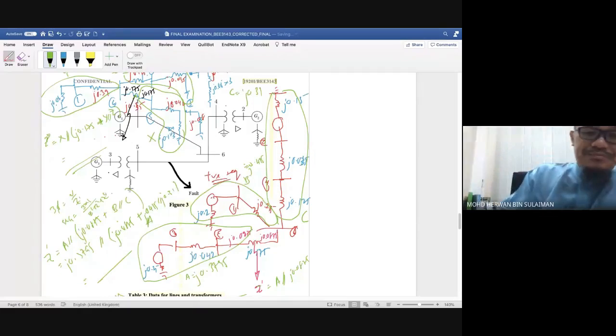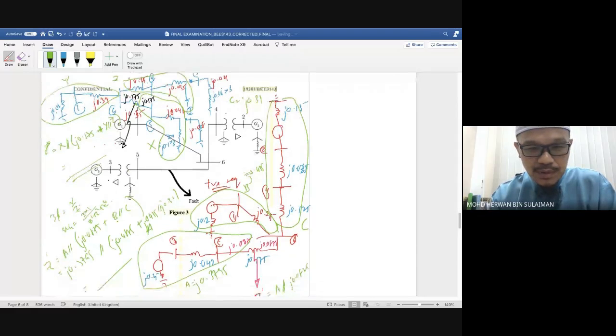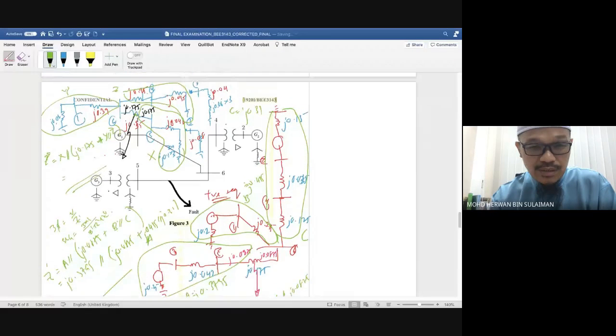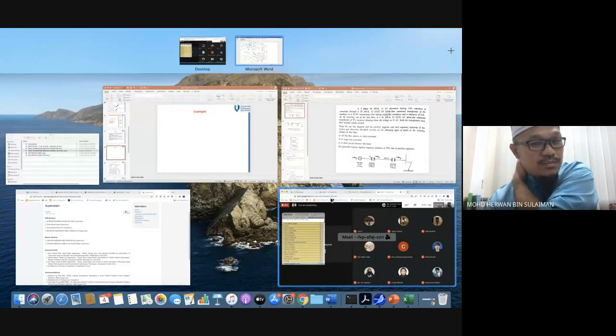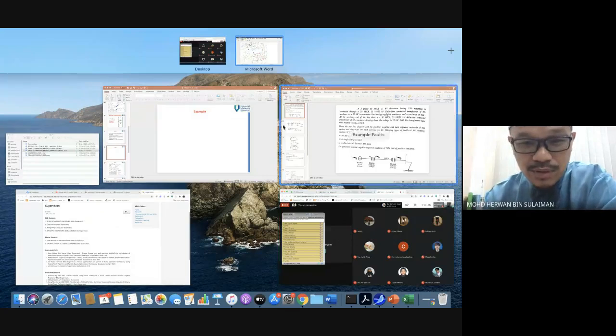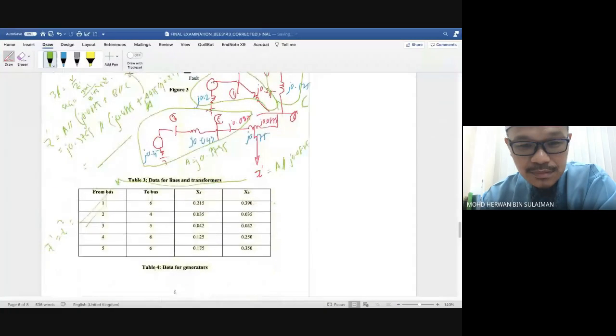Ada soalan? So as you can see here, it's quite messy here, but hopefully you can understand. So video ni saya akan upload dekat YouTube, so you boleh tengok ulang-ulang lah. Kalau saya ada buat salah, you boleh bertegur lah. Tapi saya tak ada salah. Make sure lah you understand.